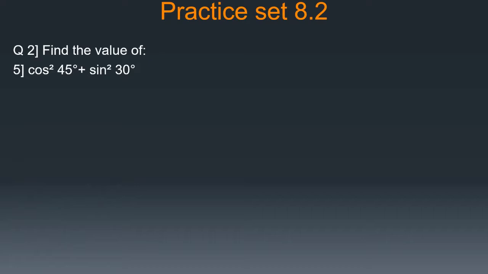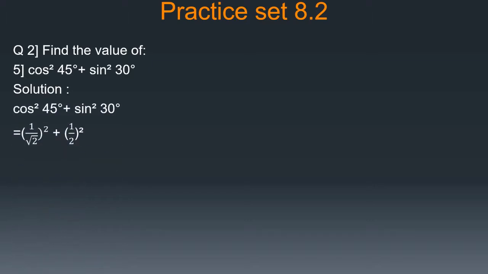Fifth question, cos square 45 degree plus sin square 30 degree. Again, only substitute the values from the table and get the answer. Cos square 45 degree is 1 upon root 2 square plus sin square 30 degree is 1 upon 2 square. So we get 1 upon 2 plus 1 upon 4. Again, in order to make denominator equal, we are going to cross multiply it. So we get 2 plus 1 upon 4. 2 plus 1 is 3 upon 4. So therefore the value of cos square 45 degree plus sin square 30 degree is equals to 3 upon 4.